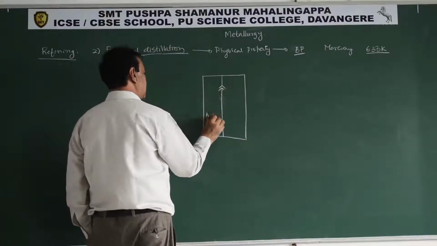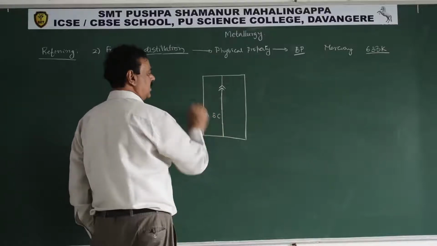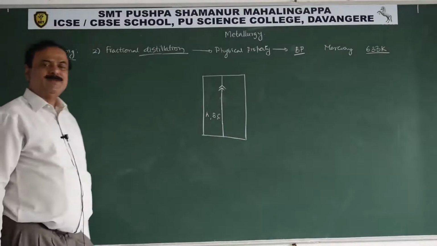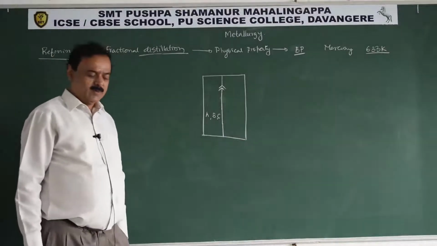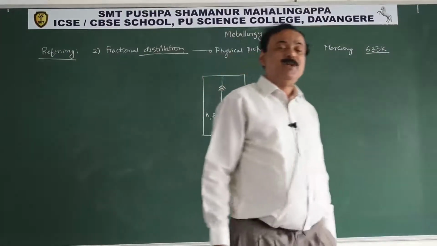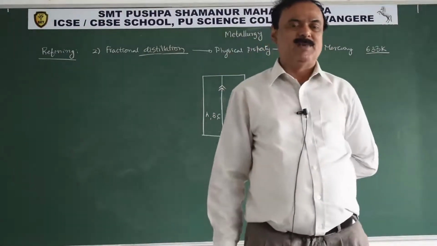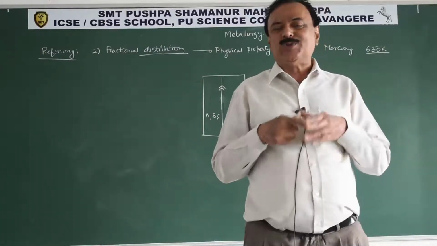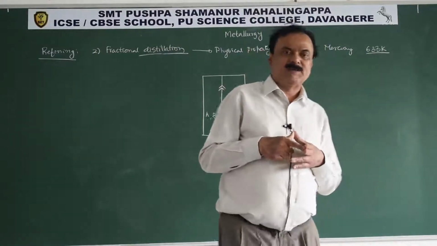Here suppose A, B and C are impurities. Suppose our objective is to remove A. Make sure that A possesses a low boiling point. Whenever A possesses a low boiling point, these can be separated by this method.